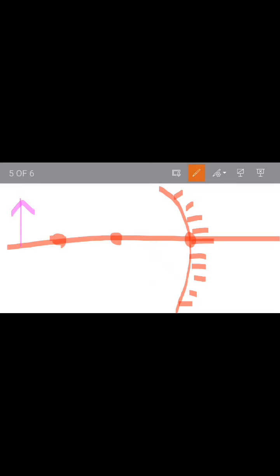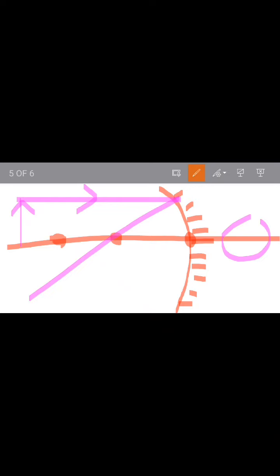Rule number 1 says that incident ray parallel to the principal axis, this is your principal axis, will always pass through the focus. Right? Now let's apply rule number 2. Rule number 2 is this. When you pass the line from the curvature, it will come through the same path.